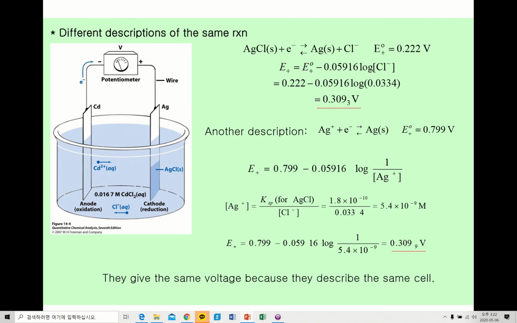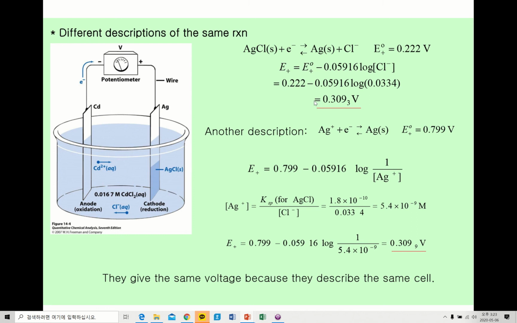Okay, let's consider different descriptions of the same reaction. Let's consider this reaction. Silver chloride, which is a white crystal, can undergo an electrochemical reaction. It reacts with one electron to produce silver metal and chloride ion. And from the appendix, we find the standard electrode potential is 0.222 volts. Let's look at this setup.